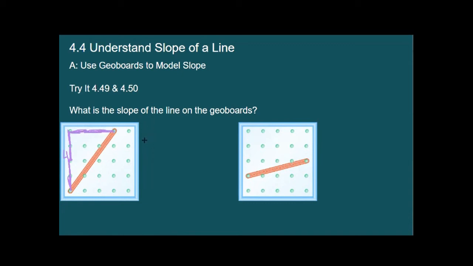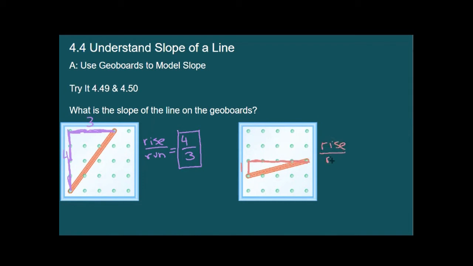So if it's rise over run, the rise was 4. Oops, and I forgot to write it here. And the run is 3. So the slope of this line is 4/3. Now let's do the next one. Our rise is only 1, and our run is 1, 2, 3, 4.